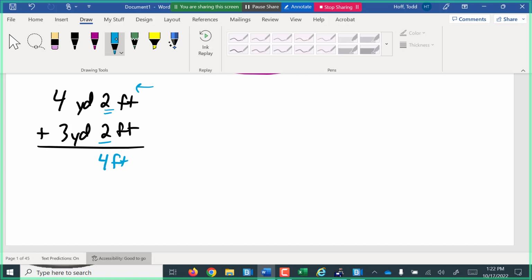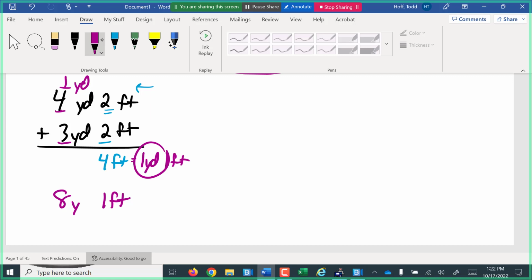4 feet. Is that bigger than a yard? It is. How many feet would be left over? 1. 1 yard, 1 foot. So again, we keep our 1 foot. We carry the 1 yard. 1 plus 4 is 5 plus 3 is 8. Good. So 8 yards, 1 foot.